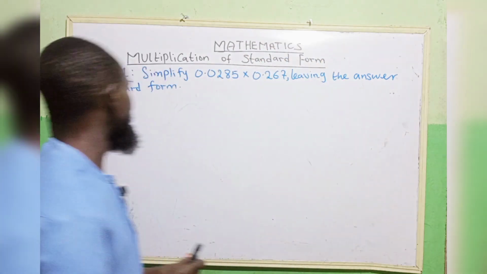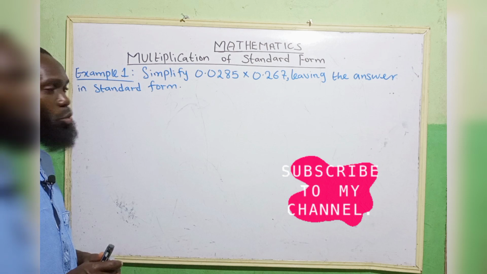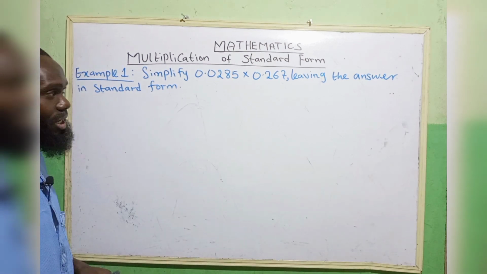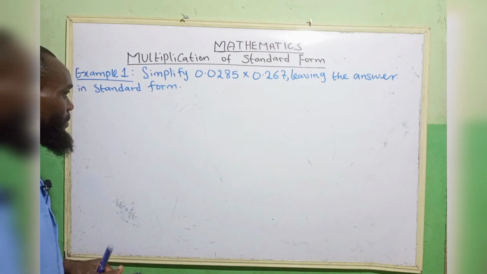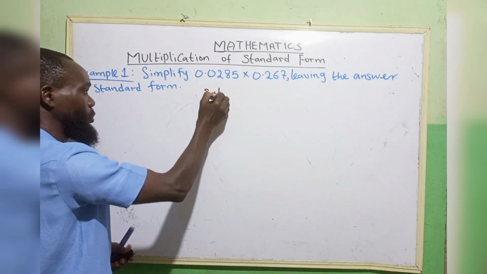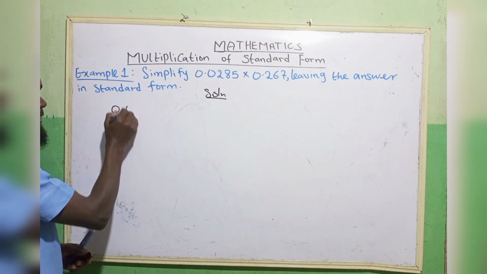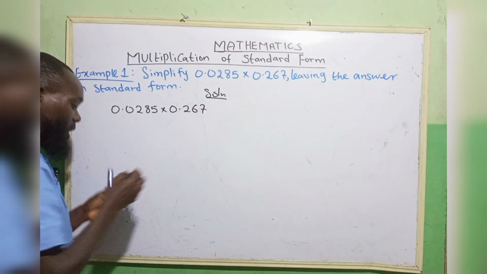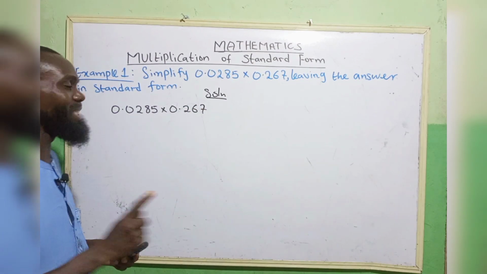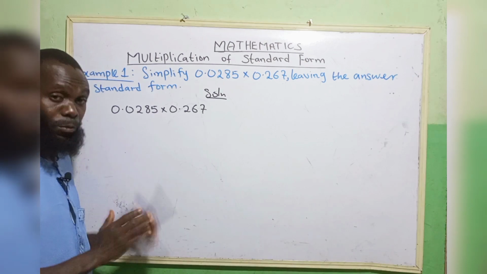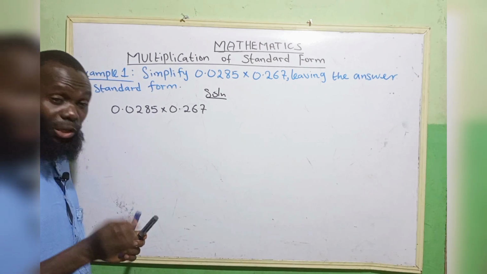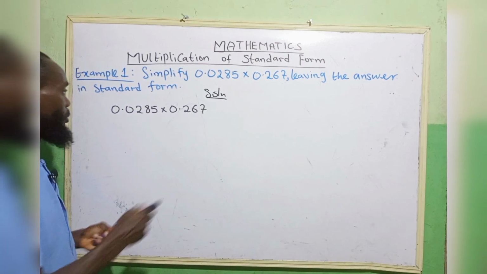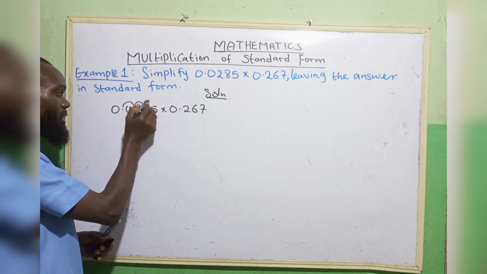Now, example 1: simplify 0.0285 multiplied by 0.267, leaving the answer in standard form. The first thing to do is move our decimal point away totally. When we're dealing with multiplication and division, you move your decimal point away totally, meaning you are not going to retain it at the back of the first digits. So we move 1, 2, 3, 4.